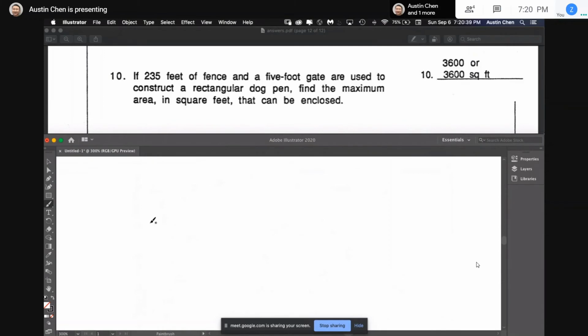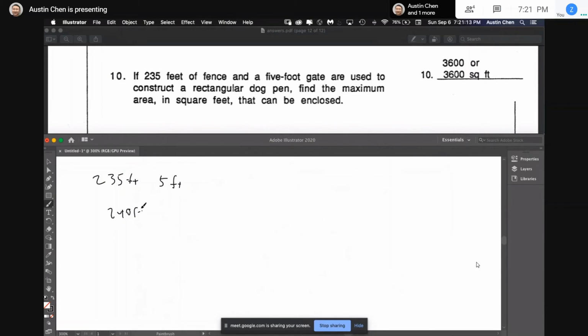A 5-foot gate. What does that mean? Does it just add on to the feet of fence? I'm assuming yes. It's okay, adding on to the fence, because the gate is not a fence. All right, so 235 feet, we have a fence. We have 5 foot of gate. So in total, all of our stuff, we have 240 feet.